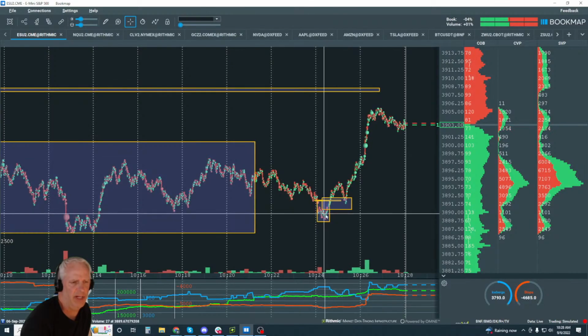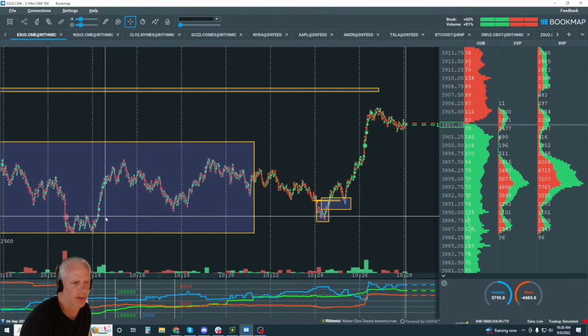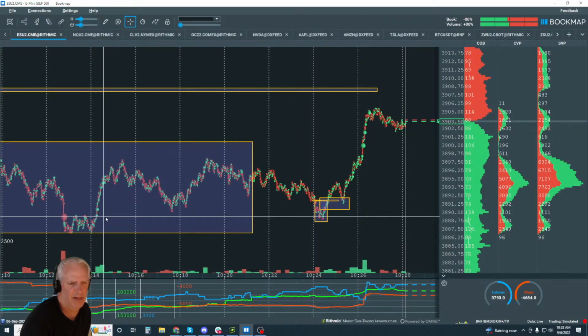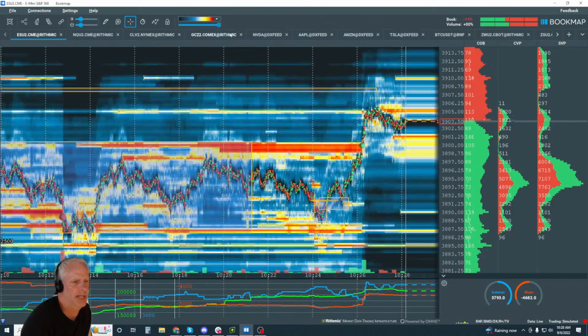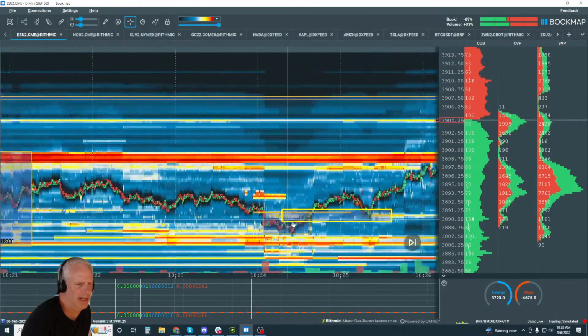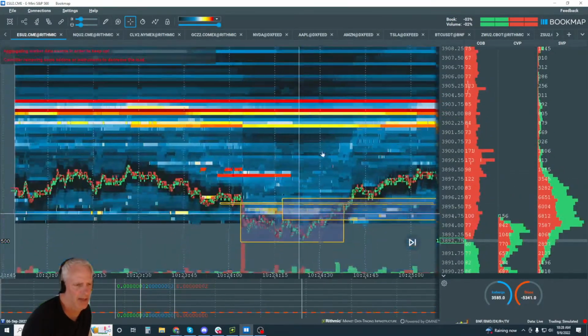Now, are they supporting it in the book? This is where Bookmap can help you. So let's look at this 89 level here or so, and let's turn on the heat map. All right, so they're in here, but they're not really getting filled on the bid.